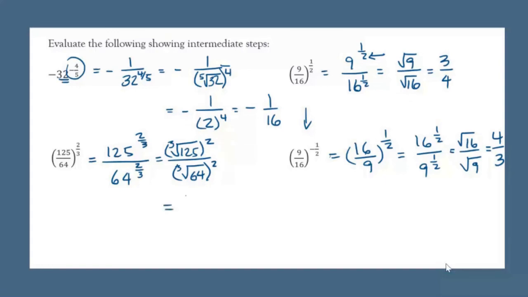The cubed root of 125 is 5, so we're left with 5 squared in the numerator. The cubed root of 64 is 4, so we're left with 4 squared in the denominator. 5 squared is 25, 4 squared is 16. If we couldn't simplify 125 over 64, we still can't simplify 25 over 16, but it's not a bad idea to have a quick look. And in fact, we are done.